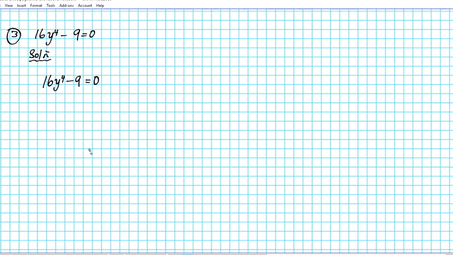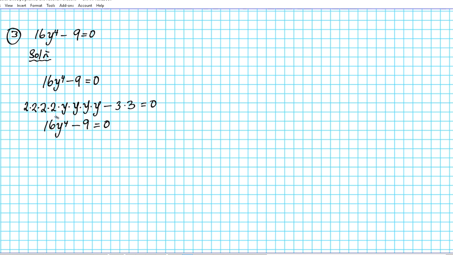Alright, first things first, is there any common factor that can be taken out of these two terms? Let's break it down. 16 is 2 times 2 times 2 times 2 times 4 y's. And then if you break down 9, you have 3 times 3. As you can clearly see, there are no common factors that can be extracted. So we're going to combine the numbers back together. 16y to the 4th minus 9 equals 0.